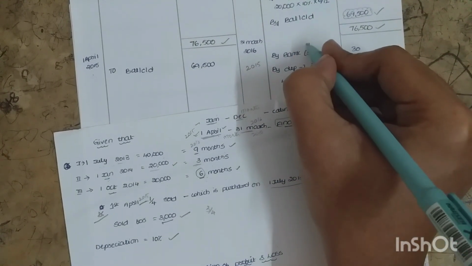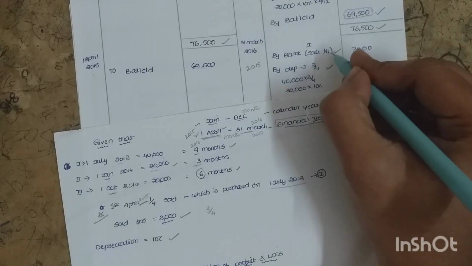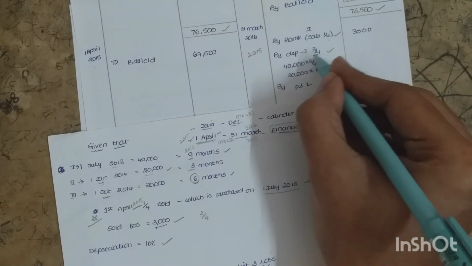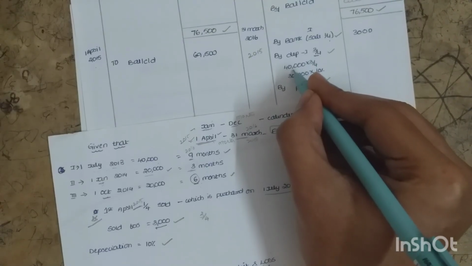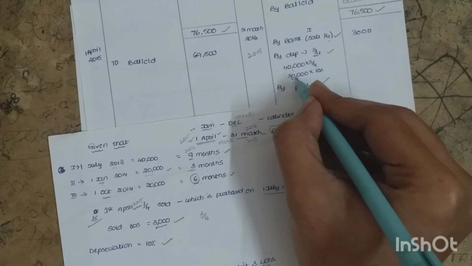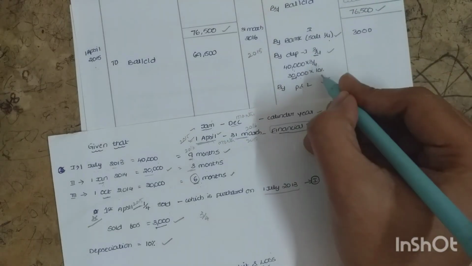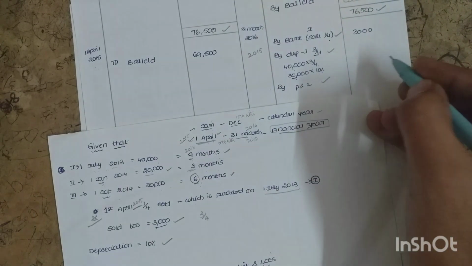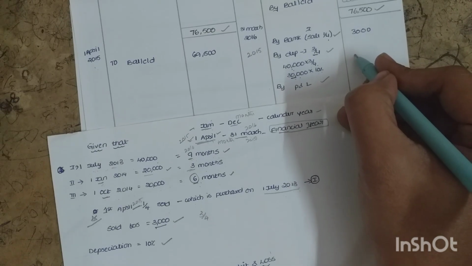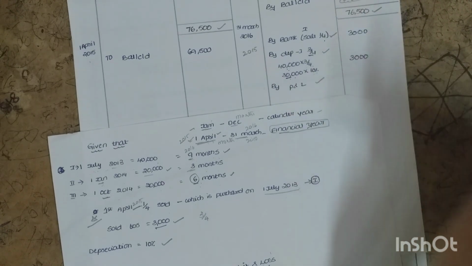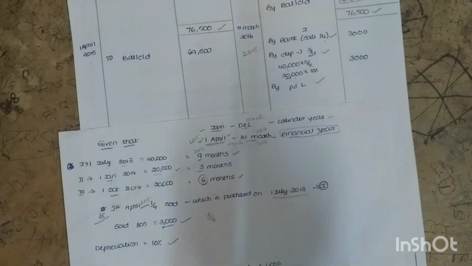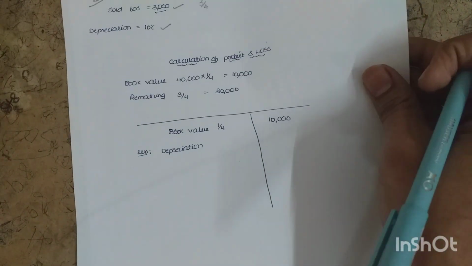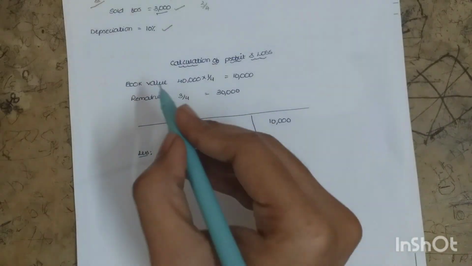First machinery we are selling for 3,000, but with how much? Only 1/4 of the machinery. Remaining how much is there? 3/4. Means actual amount of first machinery is 40,000 into 3/4. Remaining is how much, guys? 30,000 is there. On this 30,000 you have to calculate again 10%. So 10% you will get again 3,000, right? Now what you have to do? You have to calculate the profit and loss on this particular machinery. Now how to calculate this profit and loss we will see. So first, book value is how much, guys?